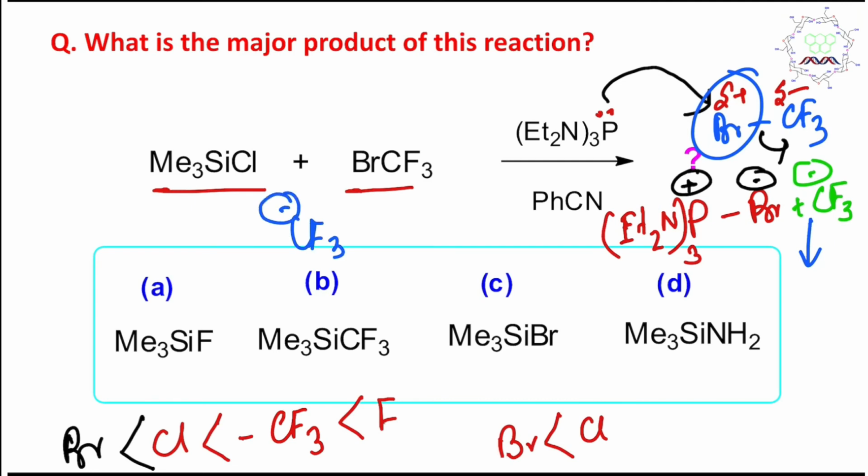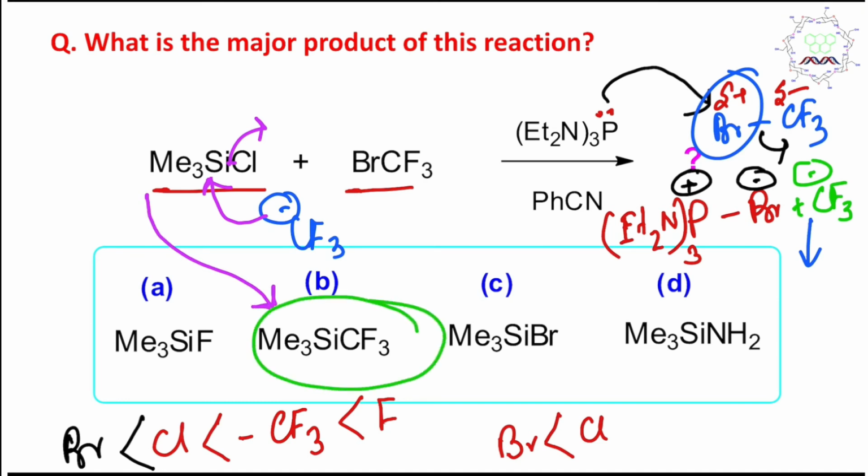So this CF3 minus will attack this silicon center and remove this Cl. Logic I have explained previously. So in this way it will produce trimethylsilyl trifluoromethyl. So this is the answer.